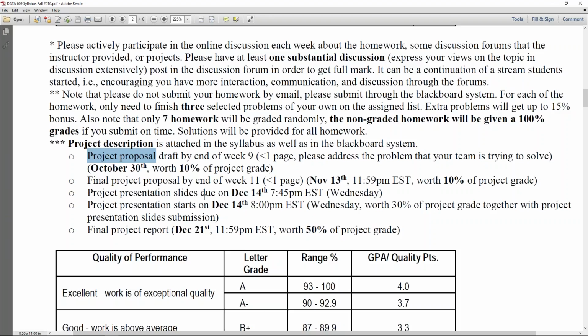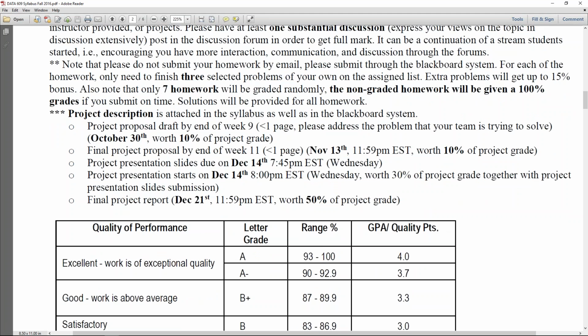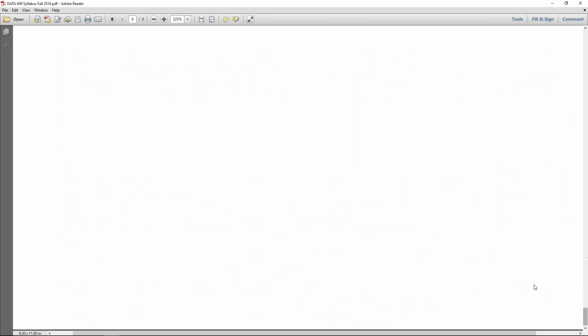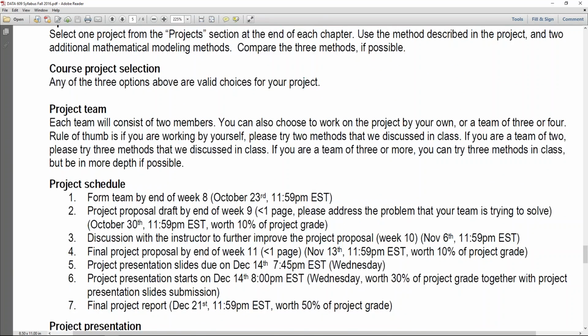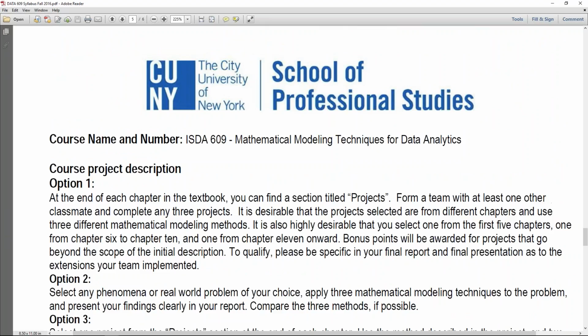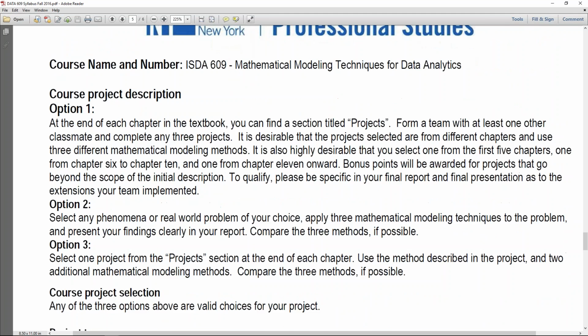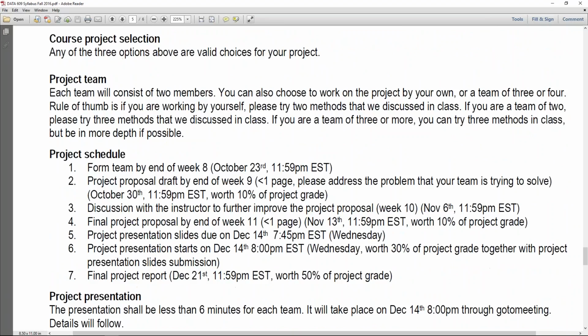And then the final project is going to be due on December 21st, which is Sunday, 11:59 p.m. It is worth 50% of the project grade. And then I do have some specific discussion at the end of this syllabus on what we are expecting and what type of project you need to come up with. There are 3 options. You can take another look and try to get familiar with it early in the process.